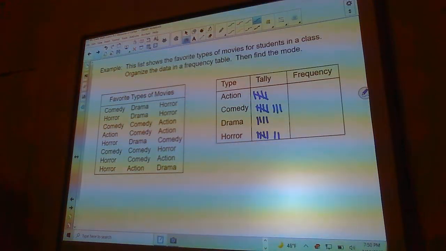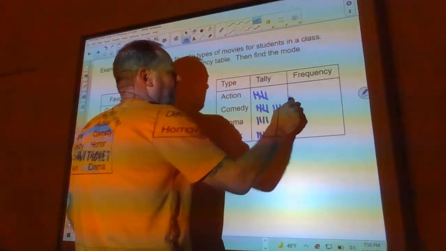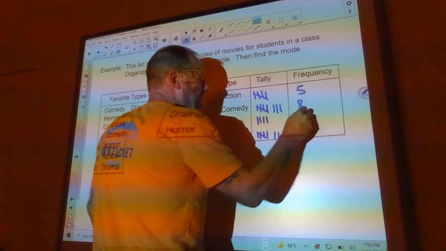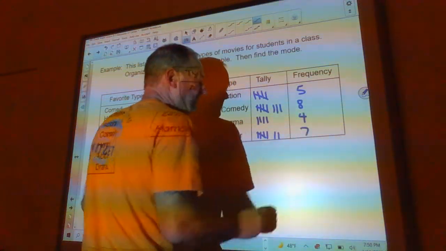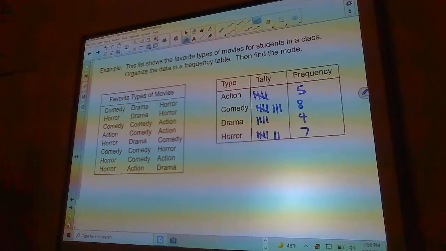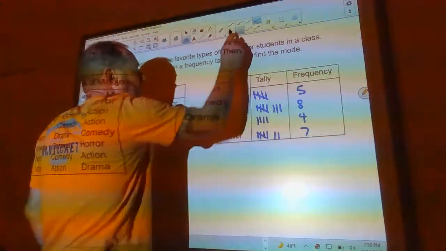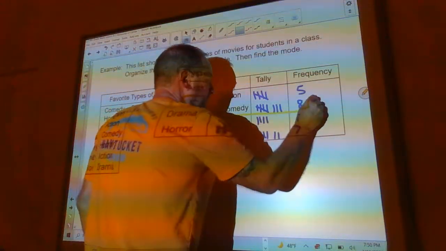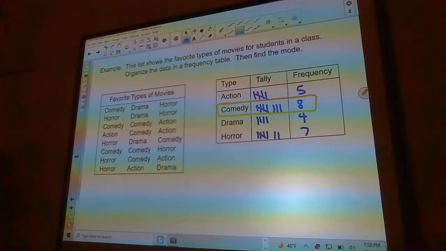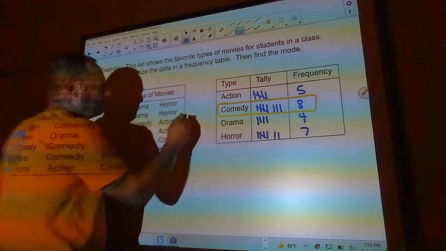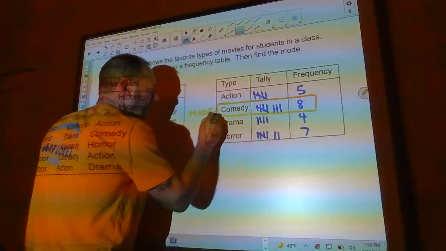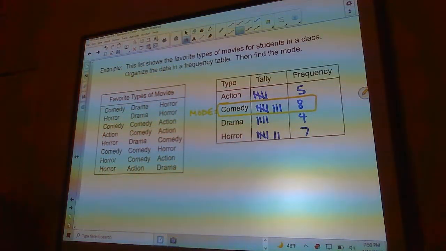So, now our frequency is we go ahead and we tally this up. So there's 5 here, there's 8 here, there's 4 here, and there's 7 here. Okay, now you find the mode. Well, if we're looking for a mode, the one that occurs the most, that would be comedy. So there's our mode right there. So pretty simple to do. Frequency tables are super easy.